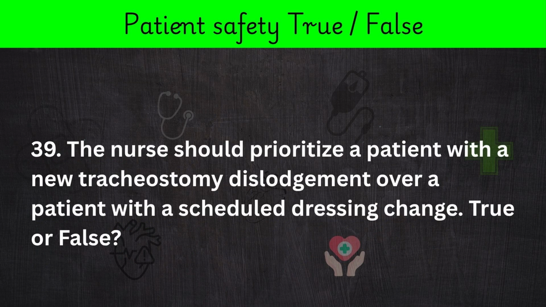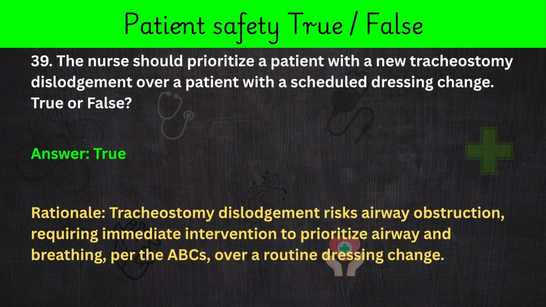39. The nurse should prioritize a patient with a new tracheostomy dislodgement over a patient with a scheduled dressing change. True or false? Answer: true. Rationale: Tracheostomy dislodgement risks airway obstruction, requiring immediate intervention to prioritize airway and breathing per the ABCs over a routine dressing change.